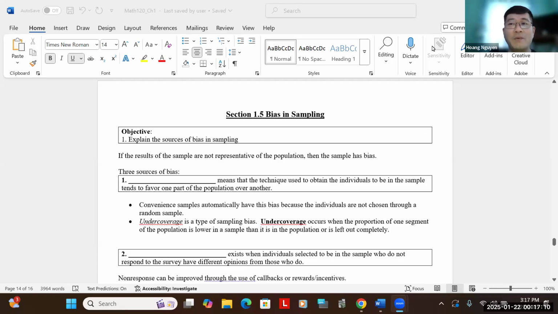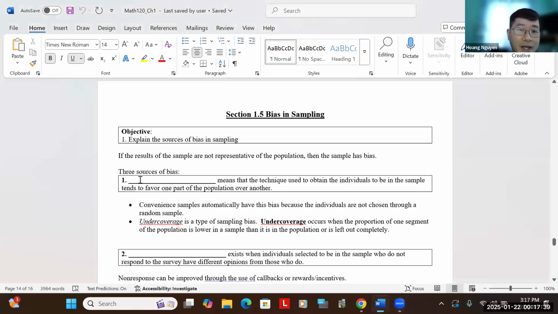In this recording, we're going to talk about section 1.5, which is the bias in sampling. We're going to take a look at the sources of bias. What is the source of the bias? If the results of the sample are not representative of the population, then the sample has some kind of bias. There are three sources of bias. Let's talk about the first one.